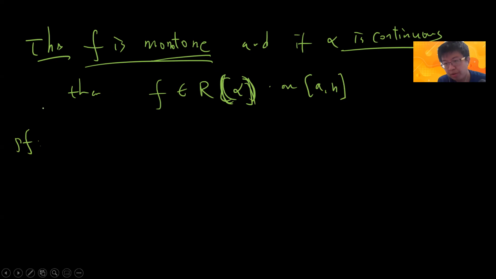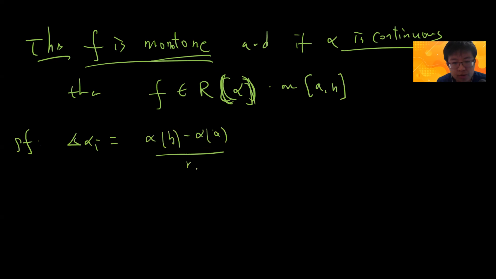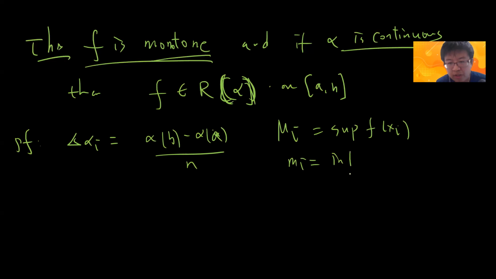Do the same thing, right? We need to control something. So let's say delta alpha_i, I choose the equal partition, so it is alpha(b) minus alpha(a) divided by n, okay? And then now M_i is the sup of f on the interval, and m_i is the inf of f on the interval.